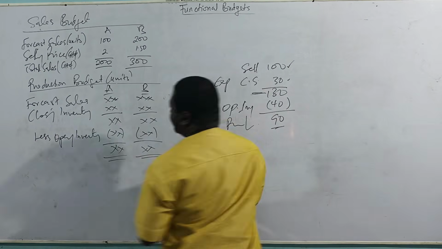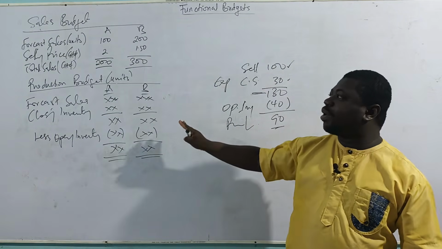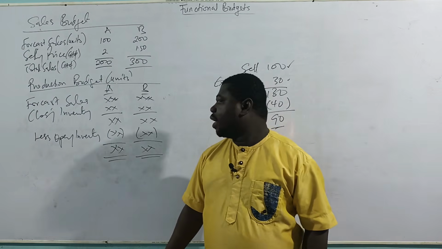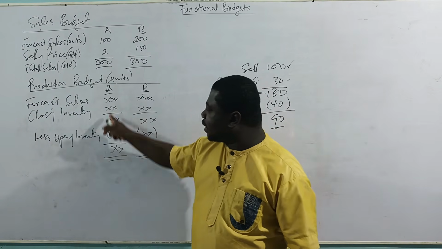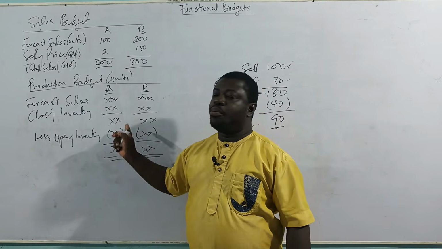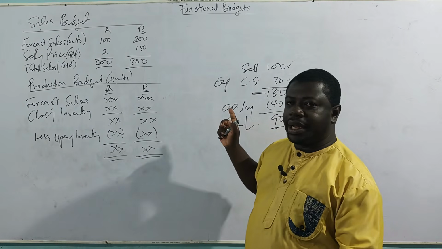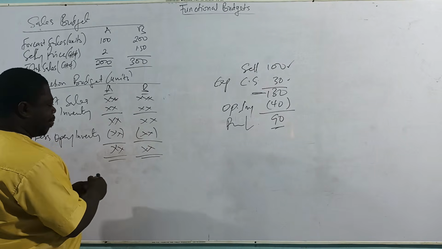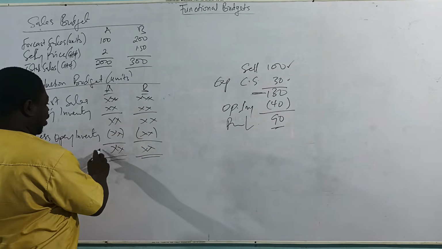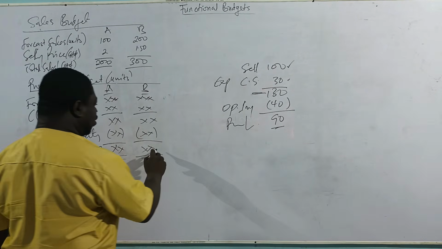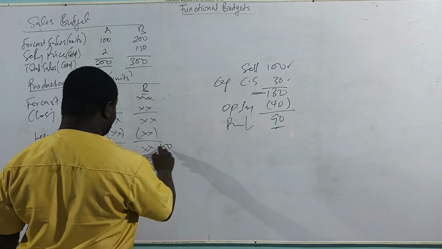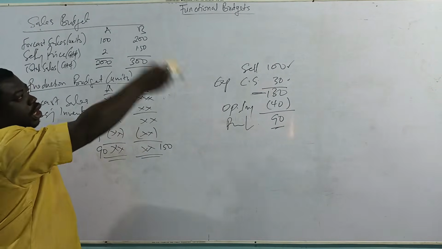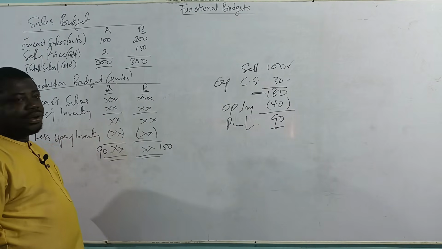So this is how to prepare your production budget in units. I'm sure this is understandable. So let me just replace this XXS with the figures so that I will base on that to prepare the materials usage budget. Let's say after preparing the production budget, we got 90 here, and let's say we got 150 here for B. So we're going to use the 90 and 150 to prepare our materials usage budget.